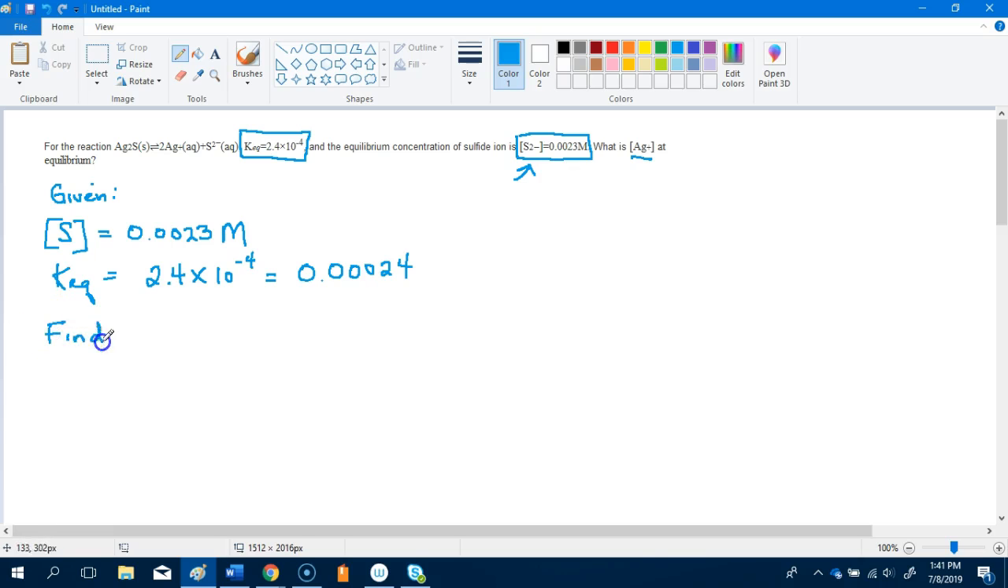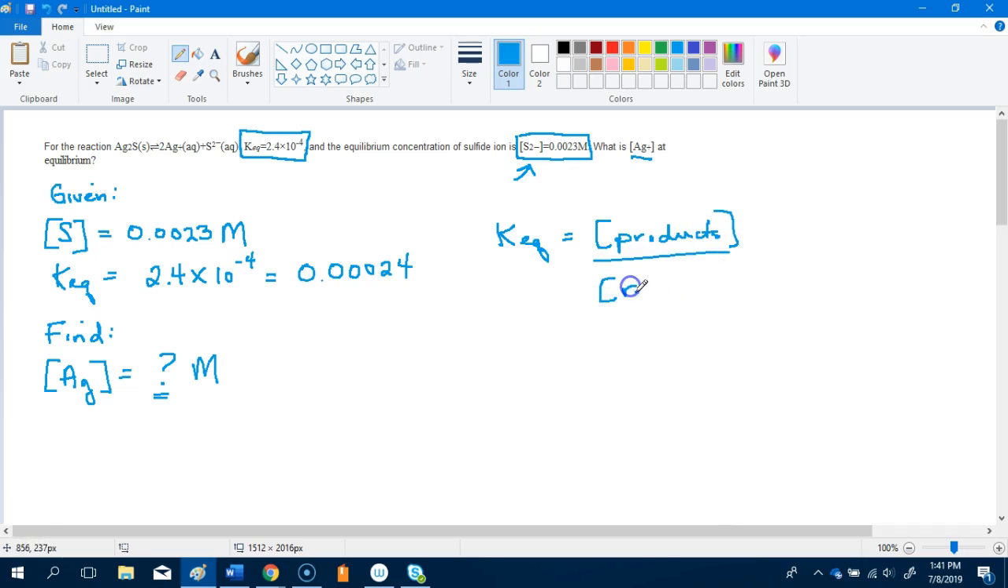And what I'm trying to find is the concentration of silver at equilibrium in moles per liter. So that's what I'm trying to find. I'm going to use the formula where I have the equilibrium constant is equal to the concentration of my products over the concentration of my reactants. So my first thing I need to do is identify which are my products and which are my reactants. So silver sulfide is going to be my reactant, and my products are the silver and the sulfur ions. So those are my products.